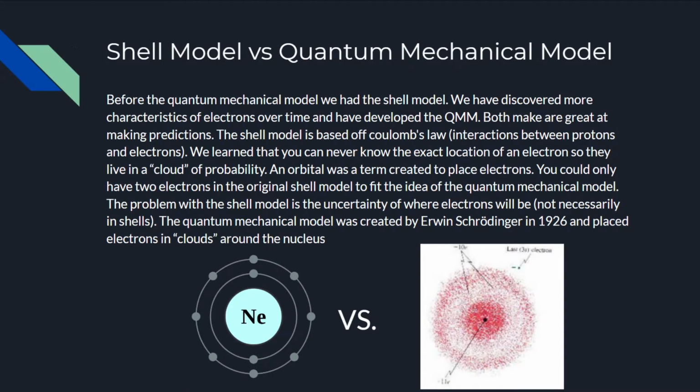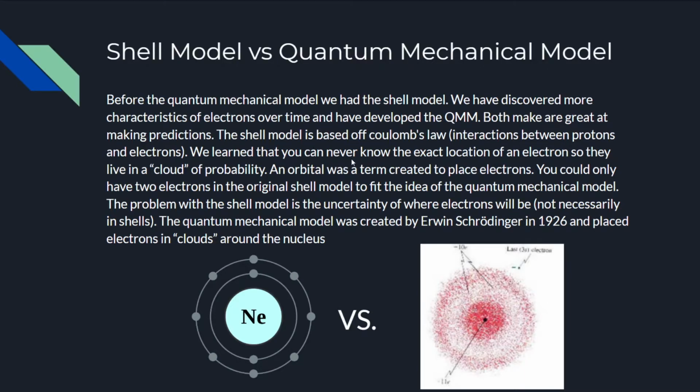And then we have the shell model versus the quantum mechanical model. Before the quantum mechanical model, we had the shell model. We have discovered more characteristics of electrons over time that helped develop the quantum mechanical model. Both are great at making predictions, but the shell model is based off Coulomb's law, interactions between protons and electrons. And we learned that you can never know the exact location of an electron, so they technically are in a cloud of probability.